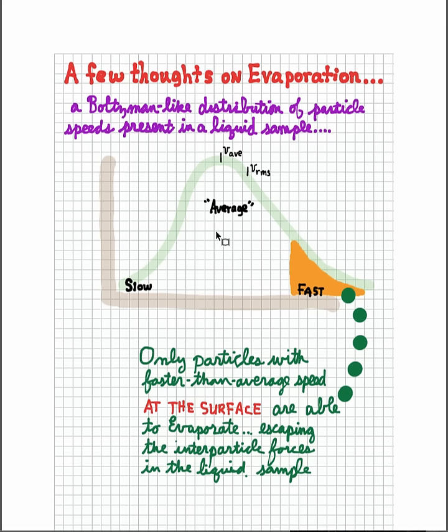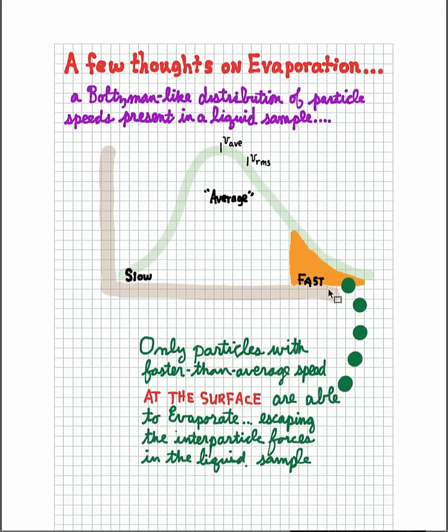So the answer is you've got to be at the surface of the water, and it sure does help that you have a little bit more than the average speed. So maybe 10%, 20% of the particles in this water sample have faster than average speed, as I've drawn here. So some of those particles, if at the surface, can evaporate.